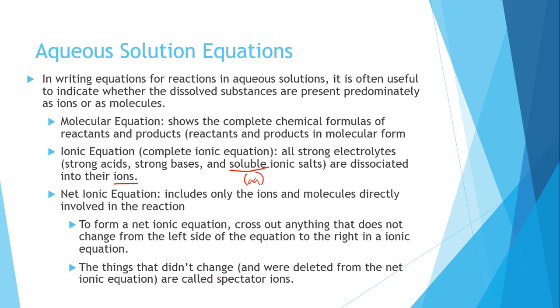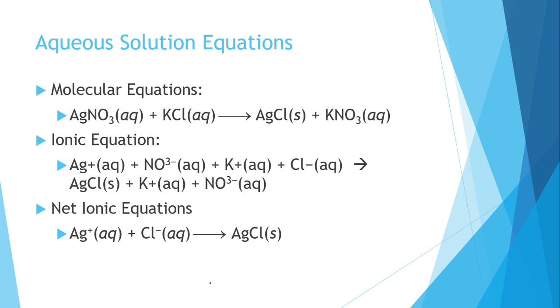And if they didn't change, we call those spectator ions. And again, we just cross those out. Everything else is rewritten. If that sounds confusing, let's go through an example and see what you think after that. And then again, if you have questions, make sure you ask. So here's an example of each of the three.